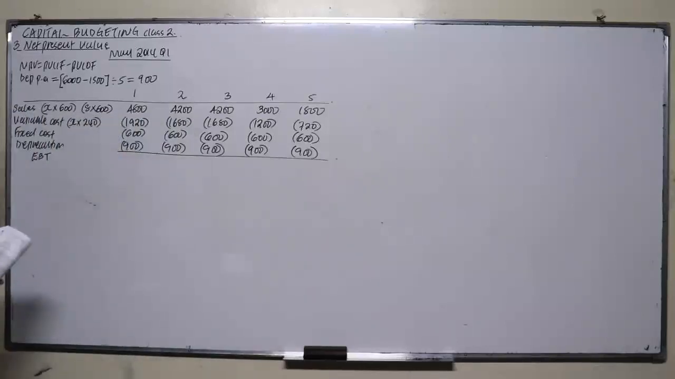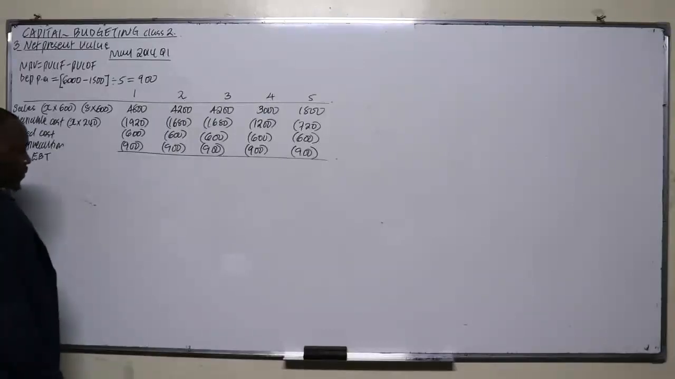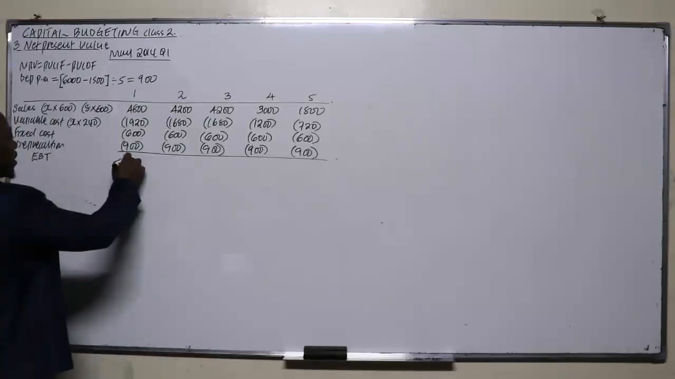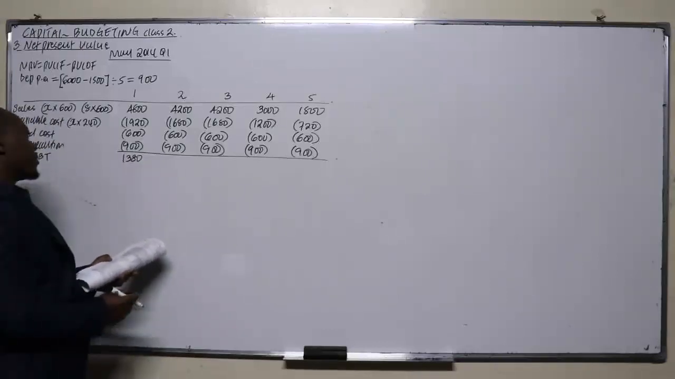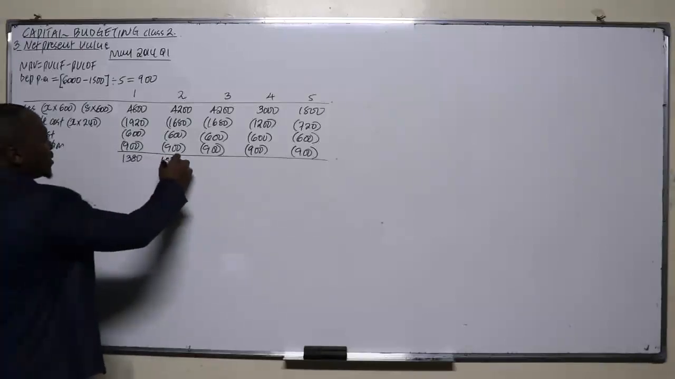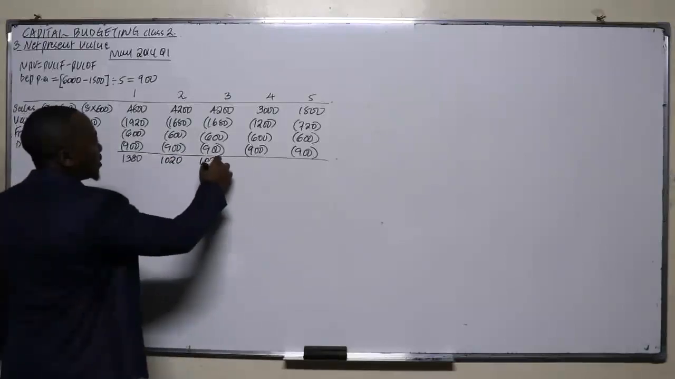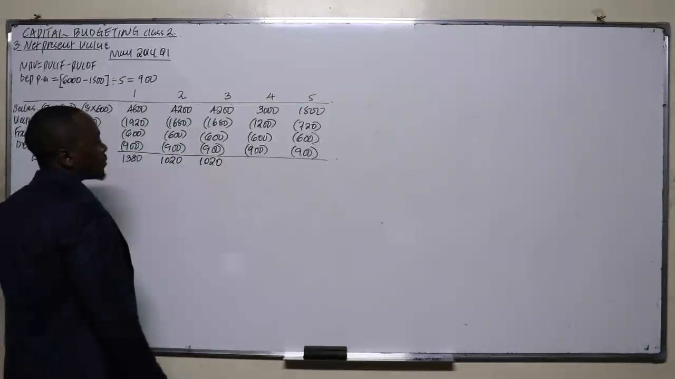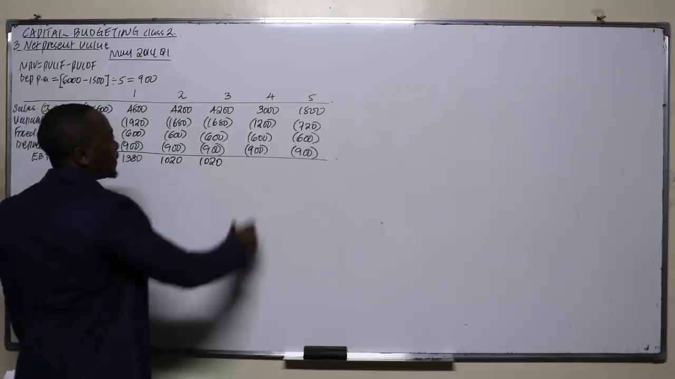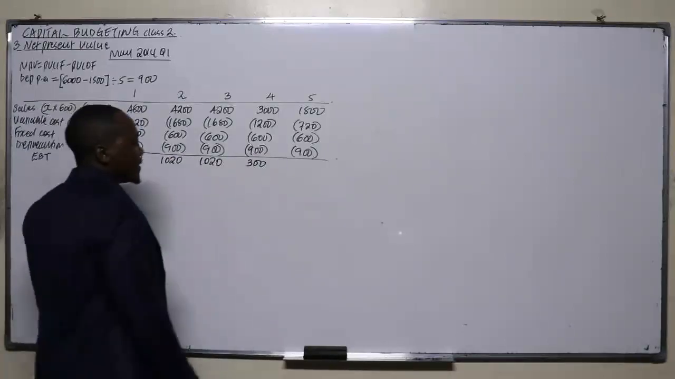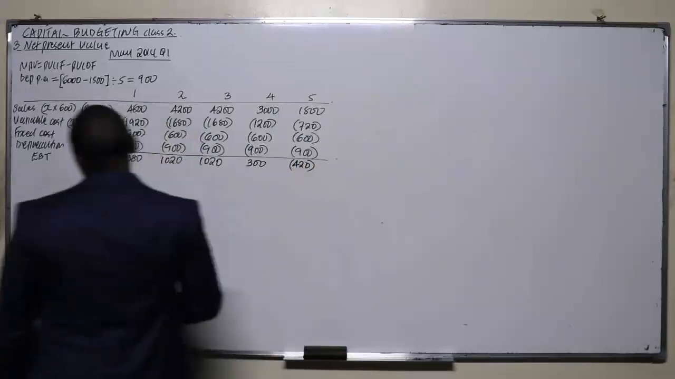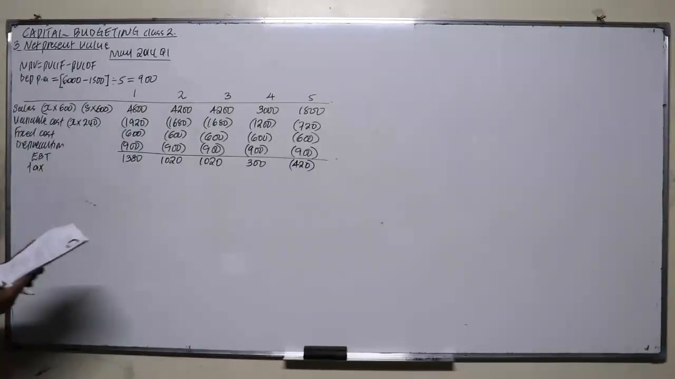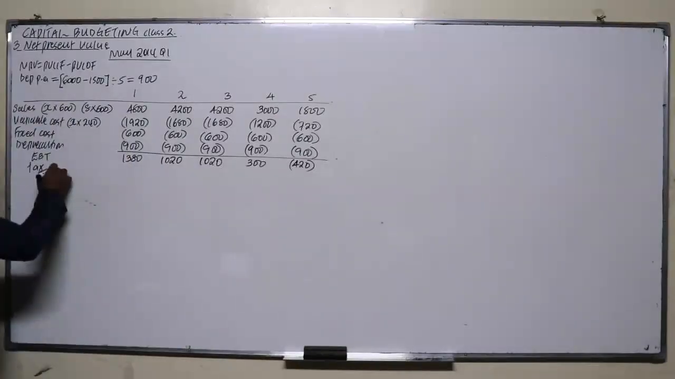Get earnings before tax. We have 1380, the first one. We have 1020. 1020. We have 300. Negative 420. Good. Then we deduct the tax. And the last note, you're told that the corporate tax rate is 30%. So take 30%.